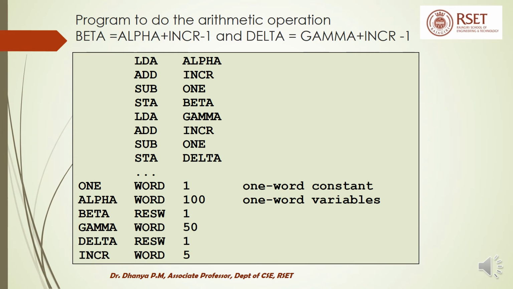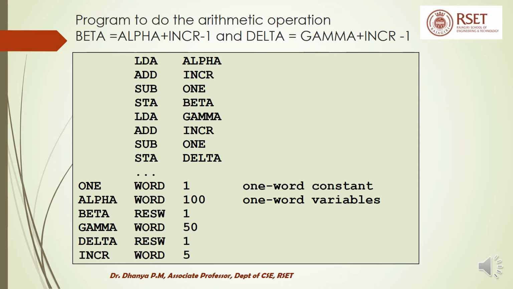From this content we are subtracting 1 using the instruction SUB ONE. Now the result is available in accumulator and this result is stored to the memory location beta using the statement STA beta. A similar set of instructions is executed for delta equal to gamma plus INCR minus 1.